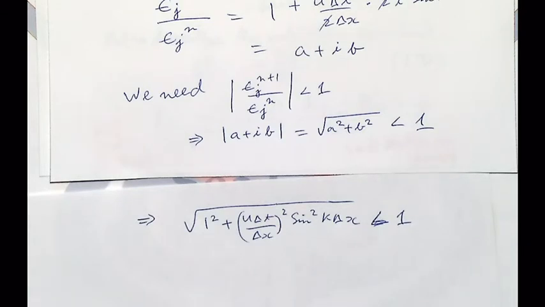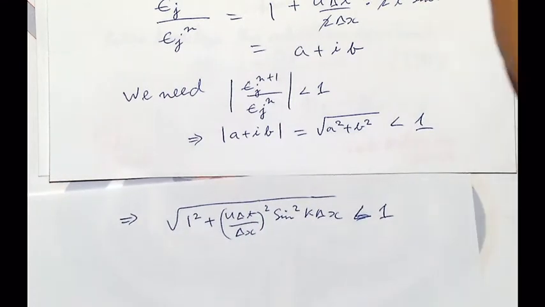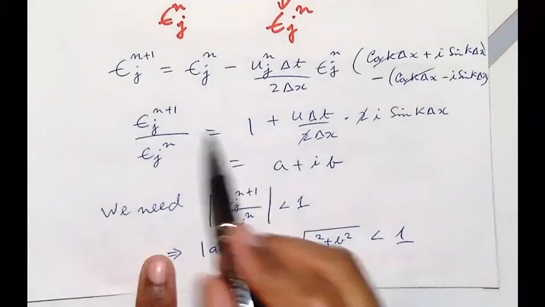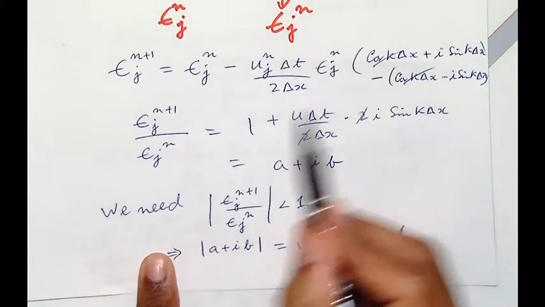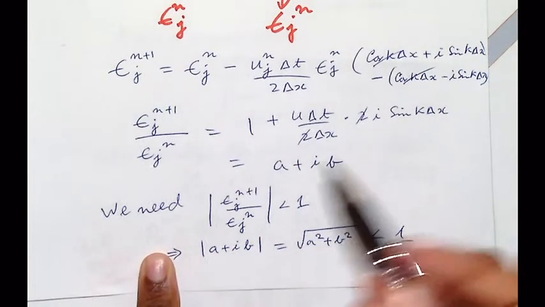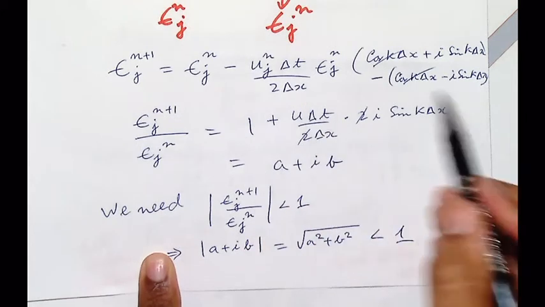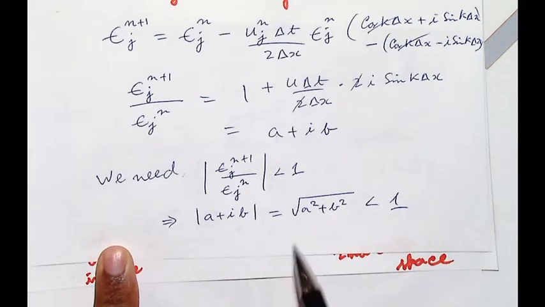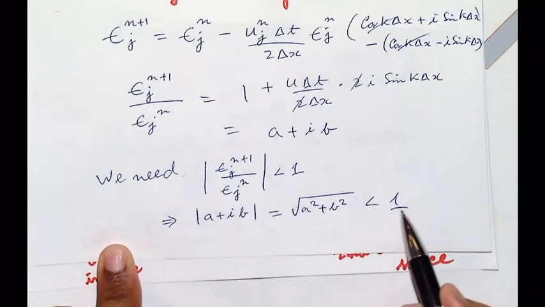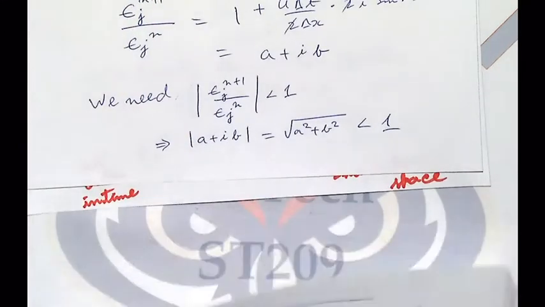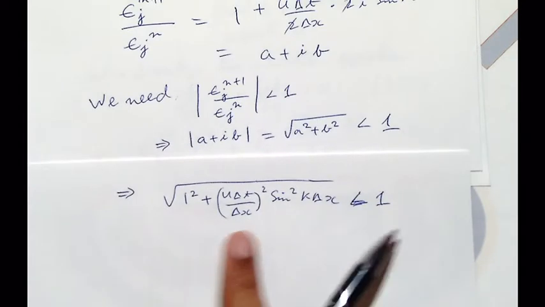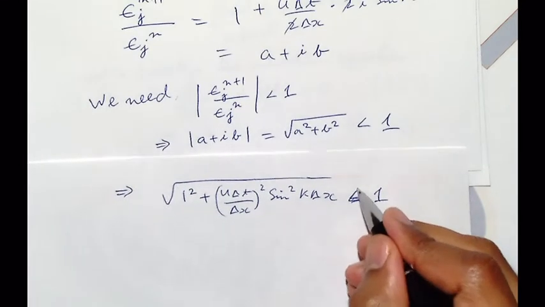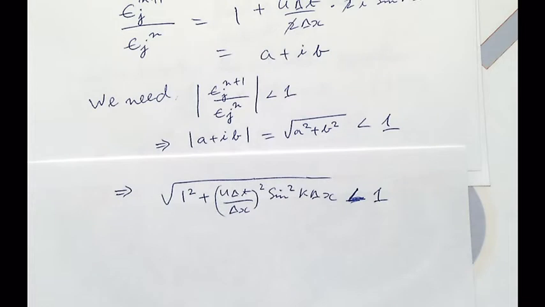No, the whole thing, right? So we said the ratio is this 1 plus an imaginary term, right? And I just said a is 1, b is this whole imaginary term. And we know we need the modulus of the ratio to be less than 1. So square root of a squared plus b squared should be less than 1, right? So that's how we got this term. So when is this satisfied?